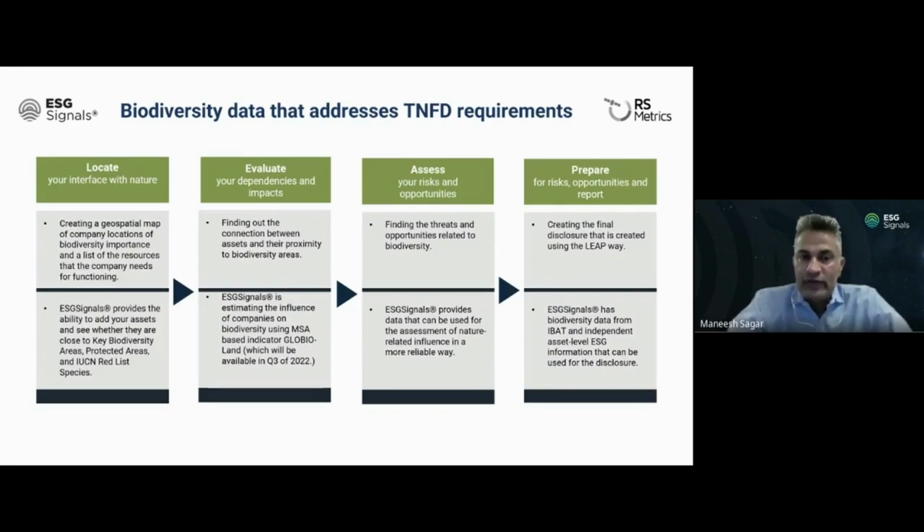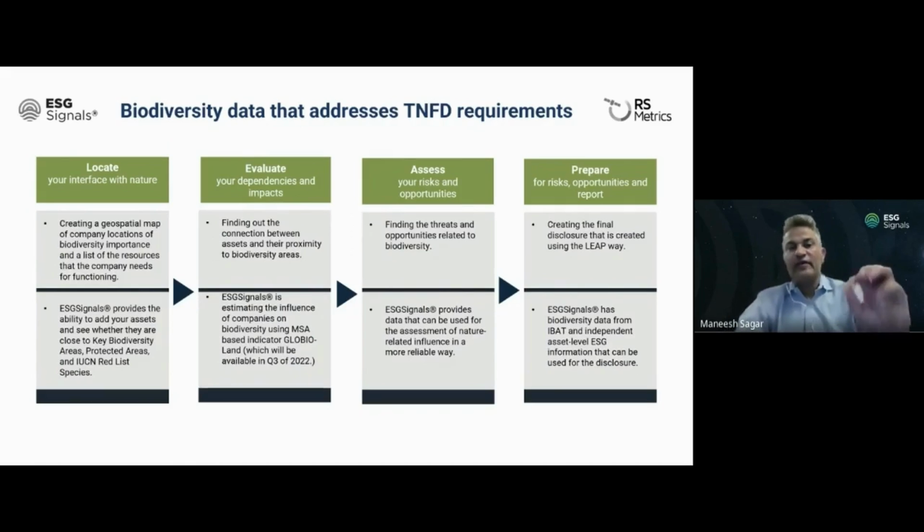The first thing you do is locate what you're looking at. Put your asset manager hat on, and you're looking at each portfolio. The first thing you have to do when constructing a portfolio is create a geospatial map of all the company's locations, and then identify how close they are. What's the proximity of each of the company's assets or locations to each of the key biodiversity areas that we are mentioning right here?